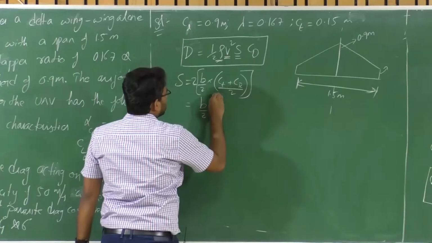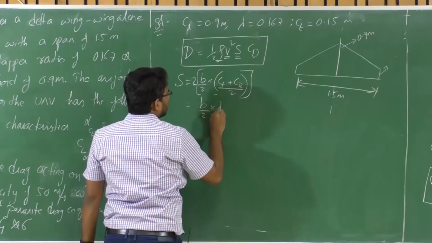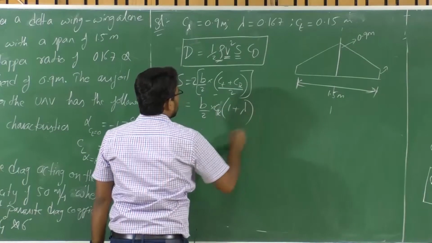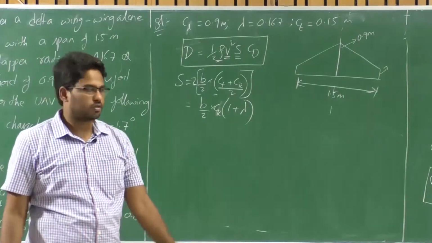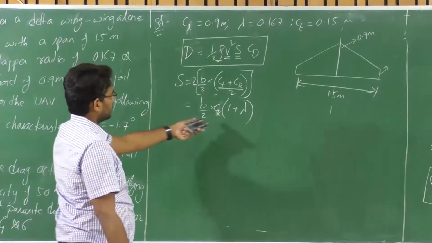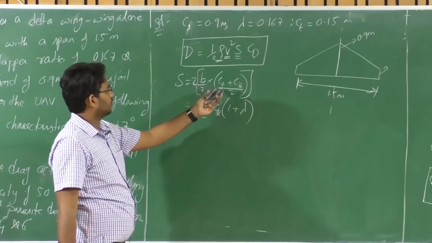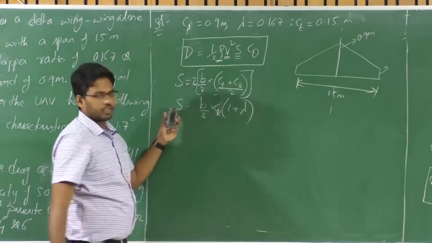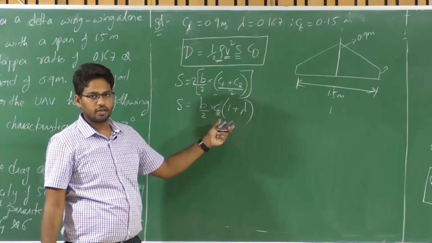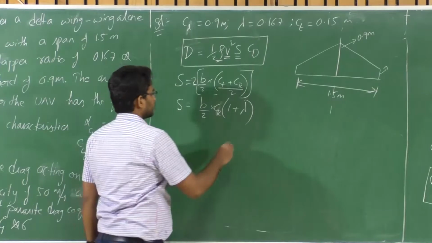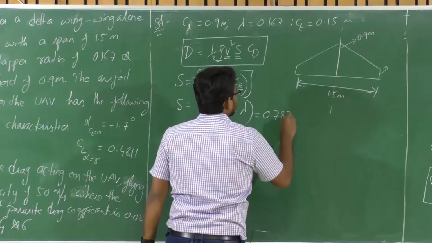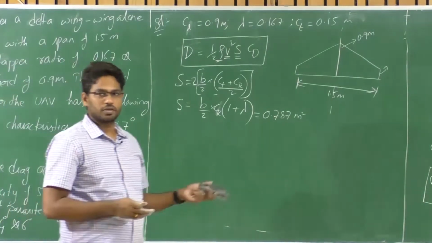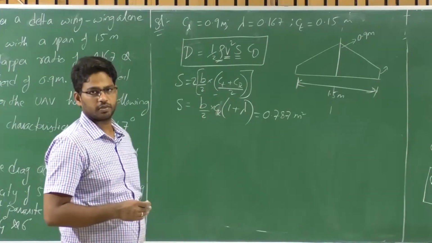What I have is B by 2 times CR times 1 plus lambda, right? Am I correct or not? Either you find CT separately, or simply take CR out of this equation. So you have the reference planform area in terms of the span, which is given, CR, which is given, and lambda. If you substitute this, what you have is 0.787 meters square, right? I remember this configuration. We have used it for many experimental purposes.